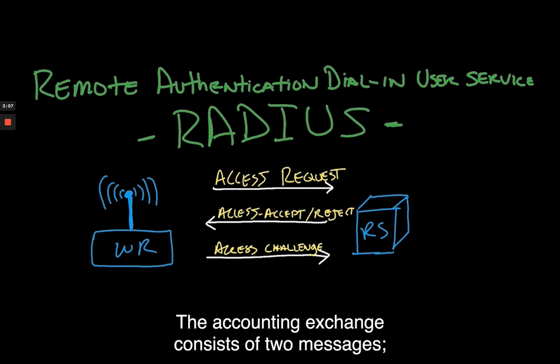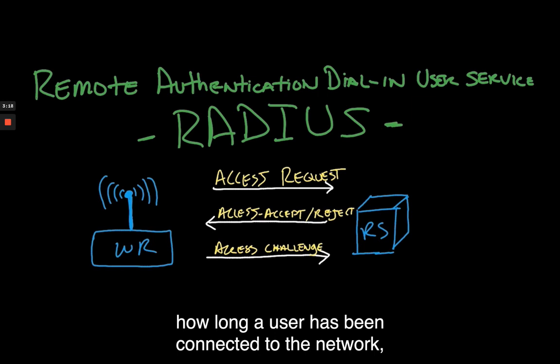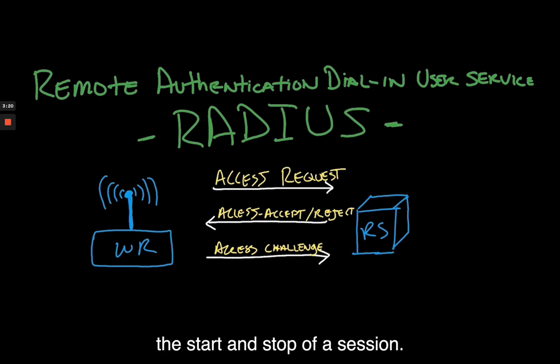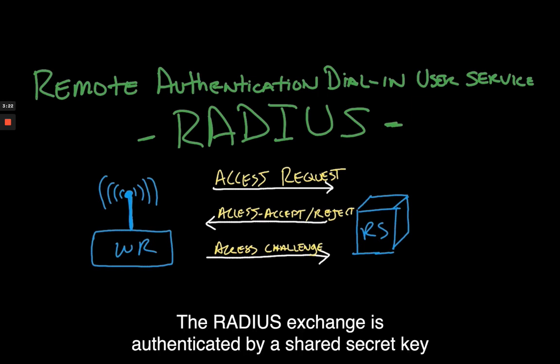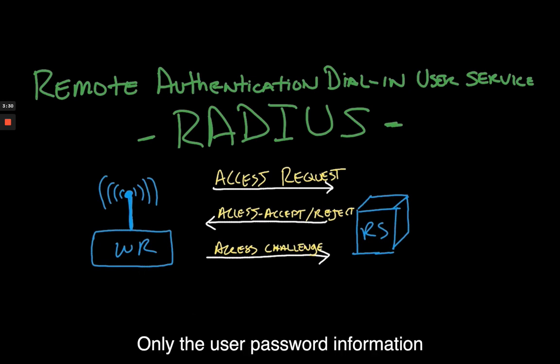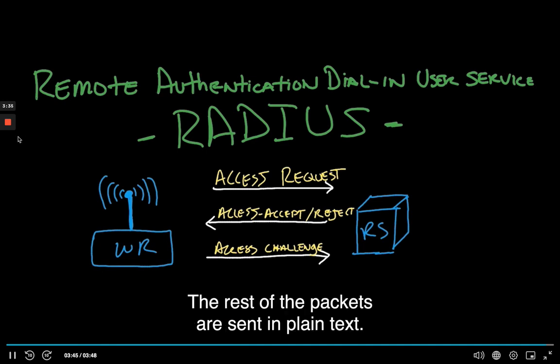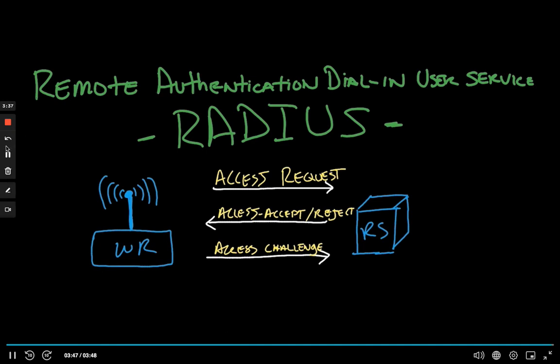The accounting exchange consists of two messages, accounting request and accounting response. Accounting can be used, for example, to specify how long a user has been connected to the network, the start and stop of a session. The Radius exchange is authenticated by a shared secret key between the access server and the Radius server. Only the user password information in the access request is encrypted. The rest of the packets are sent in plain text.